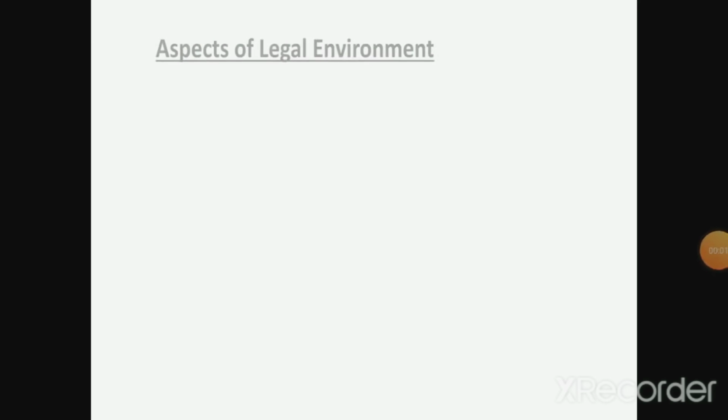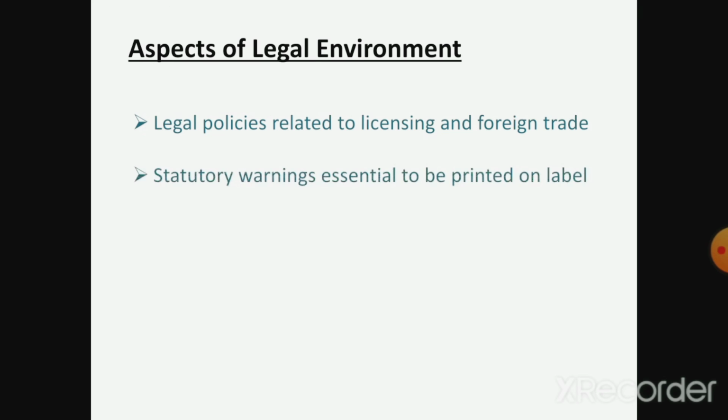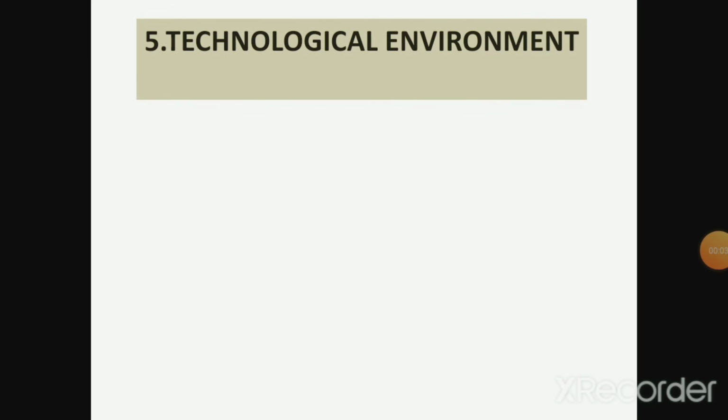Now, there are some aspects of legal environment which are legal policies related to licensing and foreign trade, statutory warnings essential to be printed on labels. For example, packets of cigarettes must have statutory warning. Foreign Exchange Regulation and Management Act, and laws to keep a check on advertisement. For example, the advertisement of alcohol products is prohibited, or the advertisement on baby food must inform that mother's milk is the best, etc.